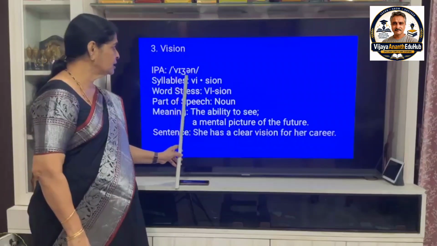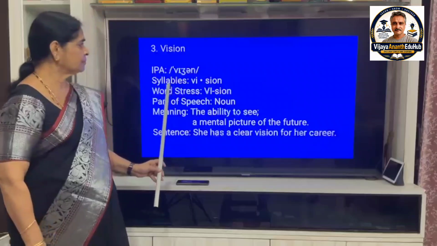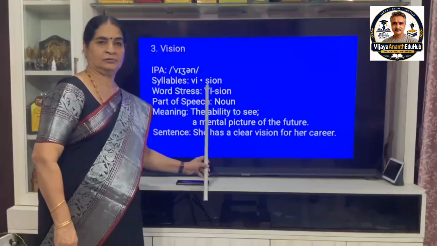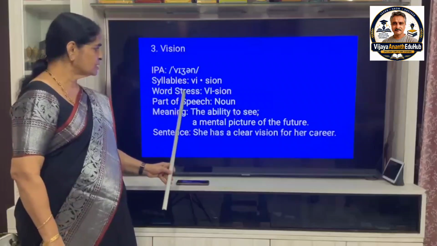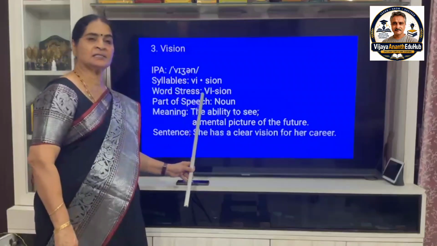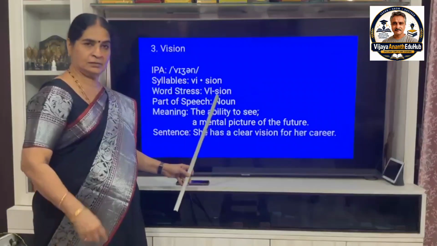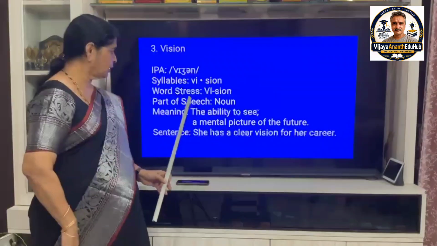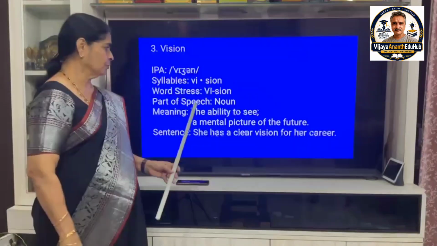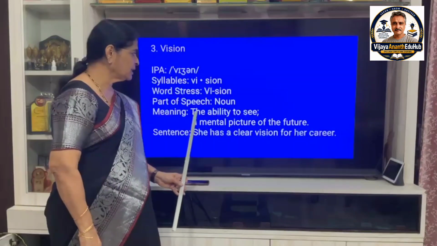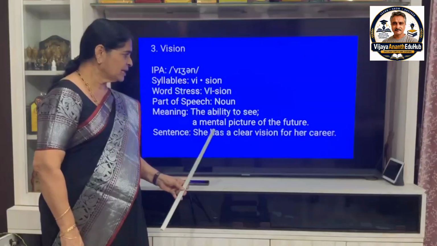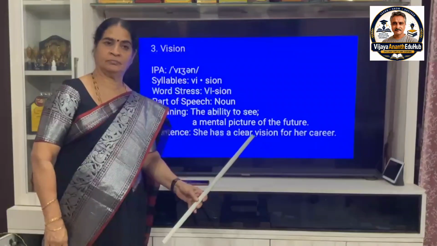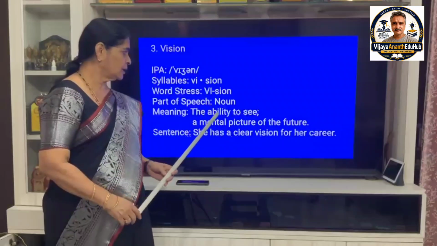Vision. Two syllables. Word stress: the first syllable is stressed, vision. It's a noun. What does it mean? The ability to see. That's called vision. A mental picture of the future. This is another meaning.